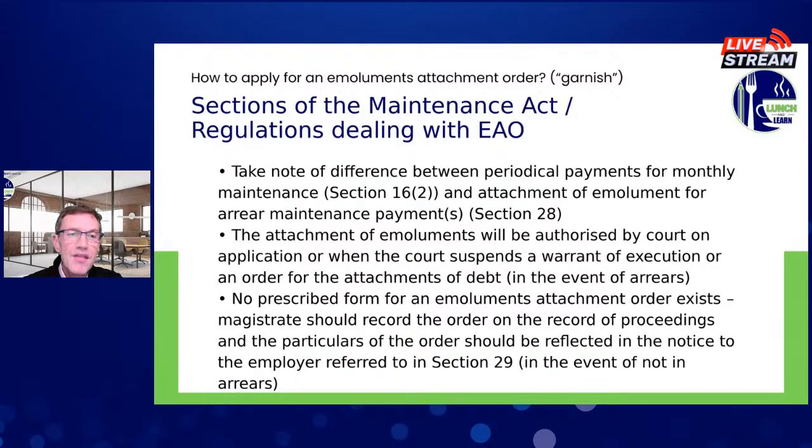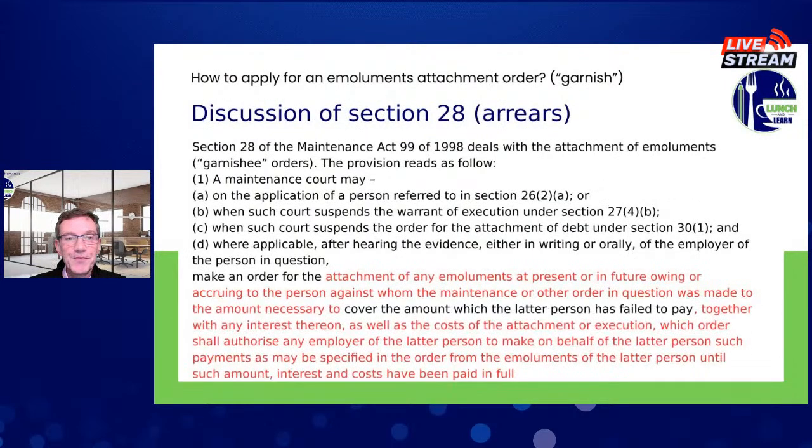At present, there's no prescribed form for an emolument attachment order, and the magistrate should note that on the record of the proceedings and the particulars of that order as to the amount that needs to be paid, when it should be paid, the frequency, as well as the details of the employer should be reflected on the notice to the employer referred to in Section 29 of the Act. And that is in the event that the respondent is not in arrears.